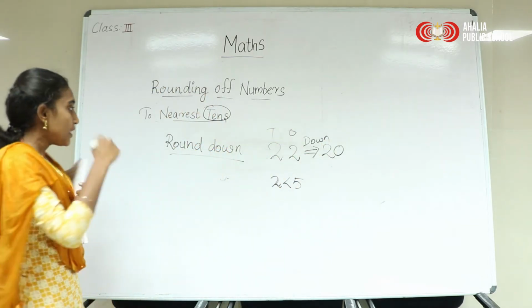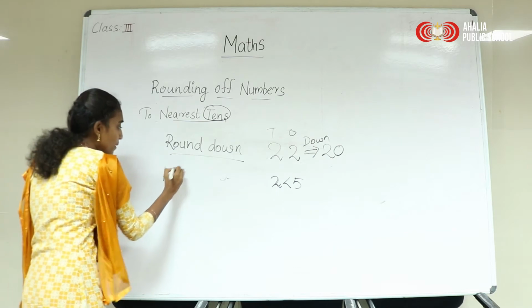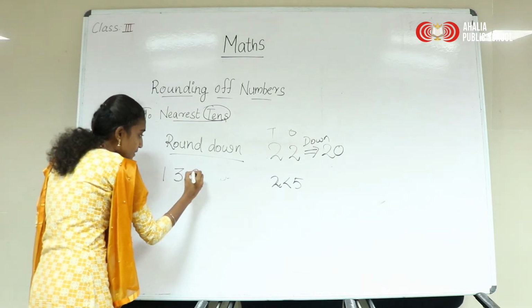Clear, children? Now what about a 3-digit number? 132.